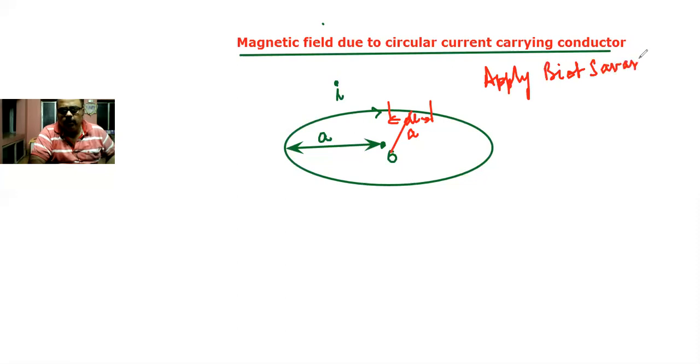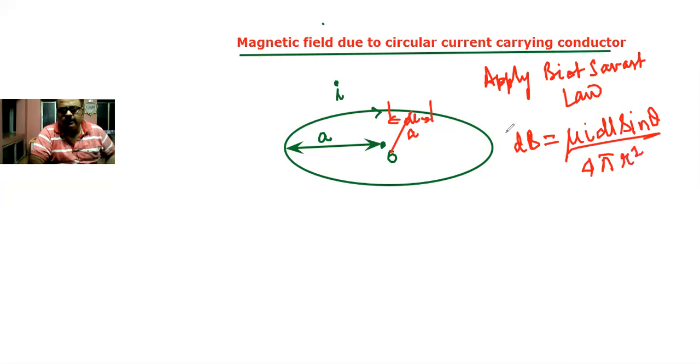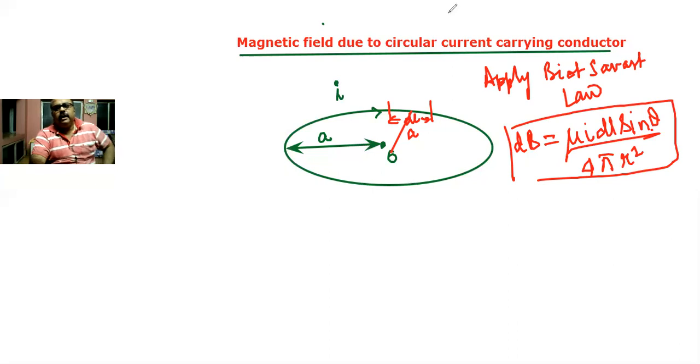So when we apply Biot-Savart law, what was Biot-Savart law? dB is equal to mu I dl sine theta divided by 4 pi r square. So this was Biot-Savart law, right, children? Now what was theta? Hope you remember that theta was the angle between the current element and the radius vector.